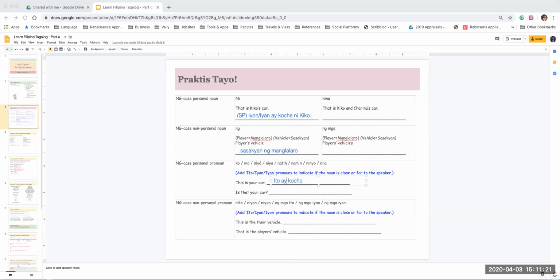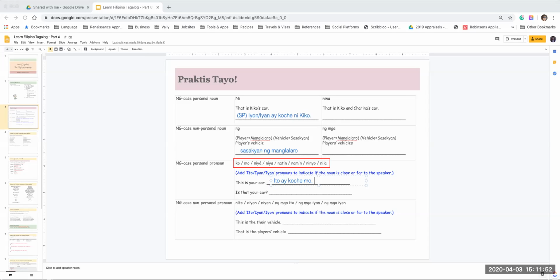Okay, so koche your. Your is singular, your car. It's a possessive noun. Look at here on top. Look at these pronouns. Which of these is your? Oh, mo. There you go. Ito ay koche mo? Yes. Okay.